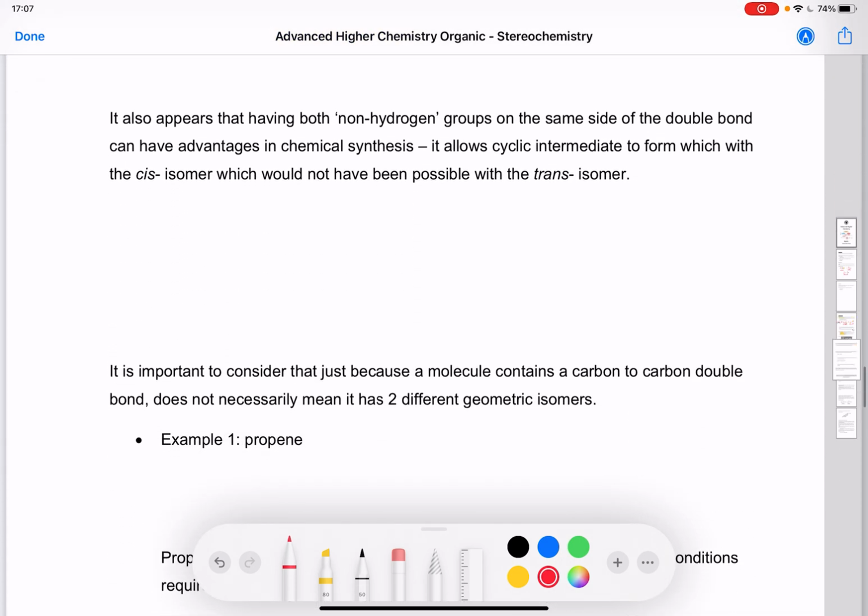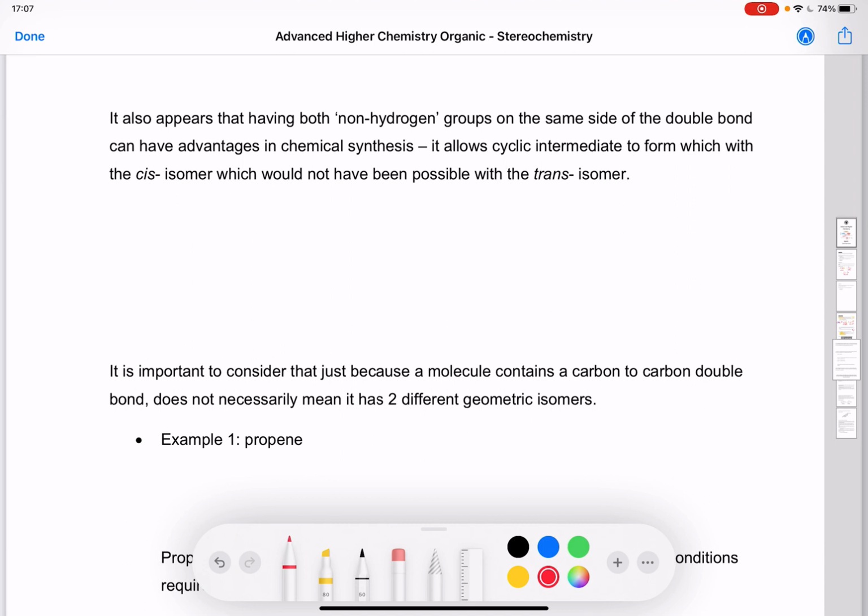And it also appears that having non-hydrogen groups on the same side of the double bond can have advantages in chemical synthesis. It allows cyclic intermediates to form with the cis isomer, which would not have been possible with the trans isomer. So I'm going to put in a wee example here of this. This isn't something that's going to come up in your exam, it's just something that I want to use to show you and reinforce the differences between the two.